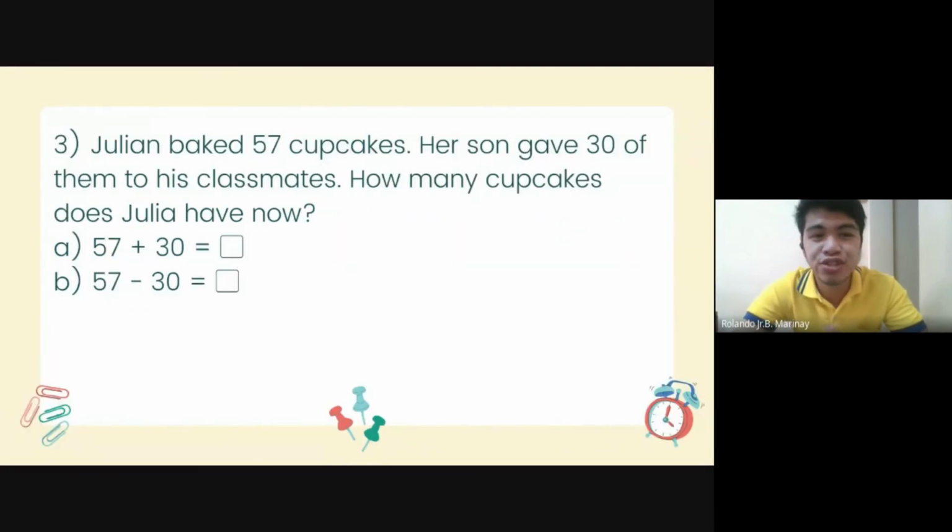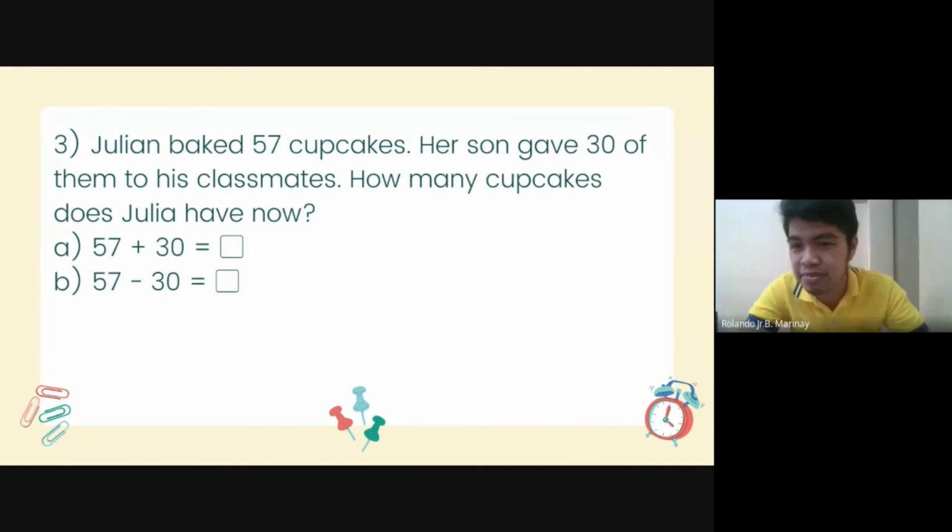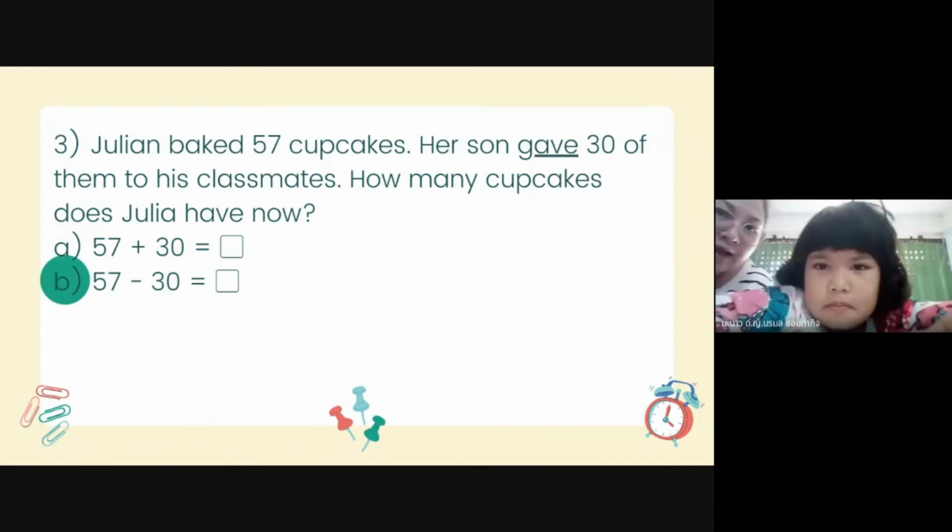Number 3. Julian baked 57 cupcakes. Her son gave 30 of them to his classmates. How many cupcakes does Julian have now? Is it A or B? If you want to answer, just turn on your microphone and say your answer. B. Nampeng said B. Sam says B. The correct answer here is letter B.